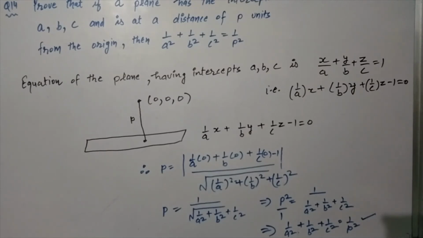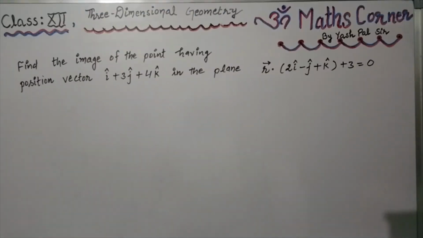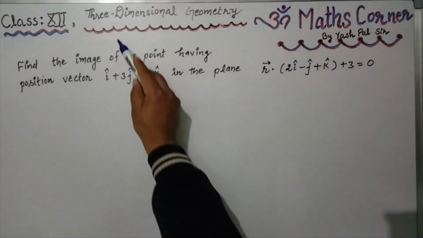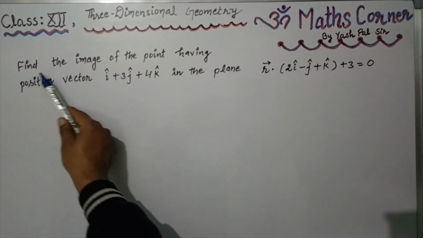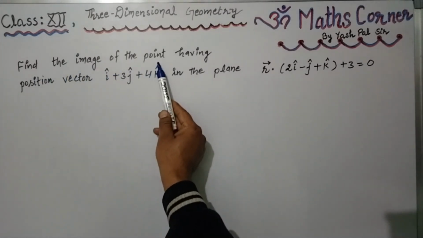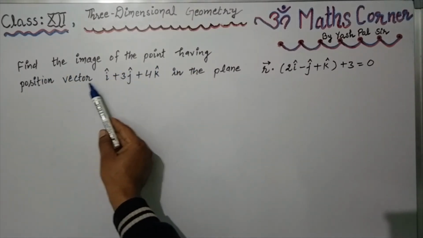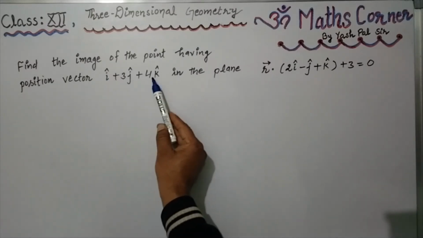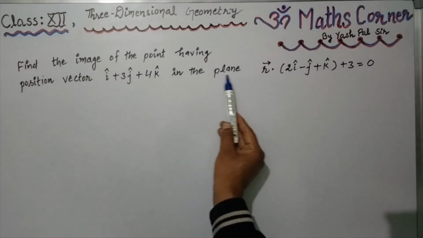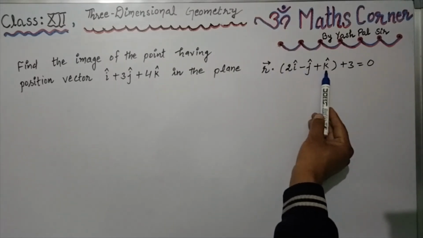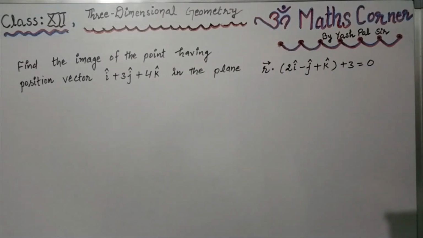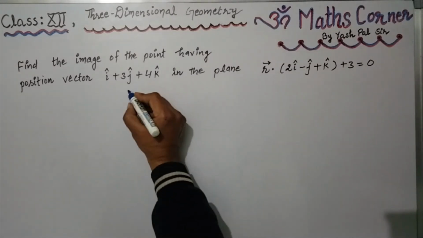This question is very, very important from the examination point of view. A very important question of the chapter 3-dimensional geometry. The question statement is: find the image of the point having position vector i plus 3j plus 4k in the plane r vector dot (2i minus j plus k) plus 3 is equal to 0.